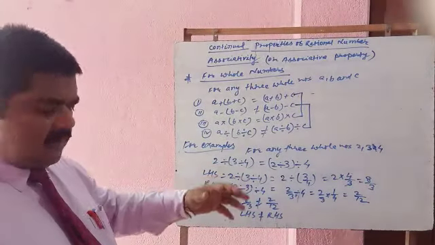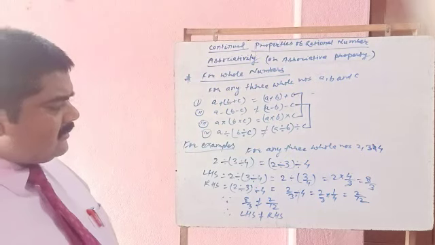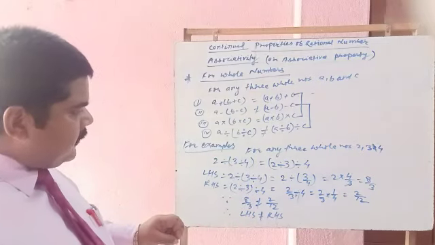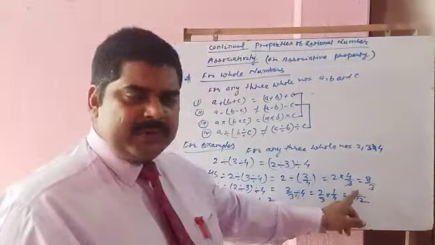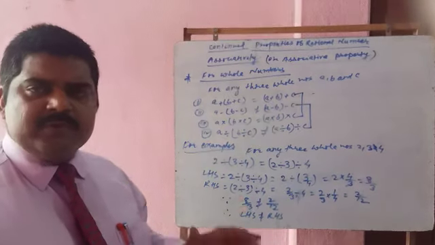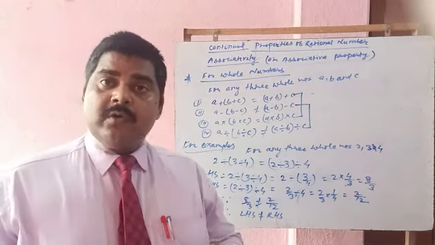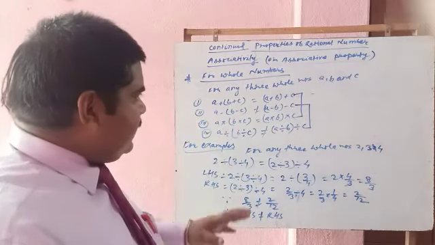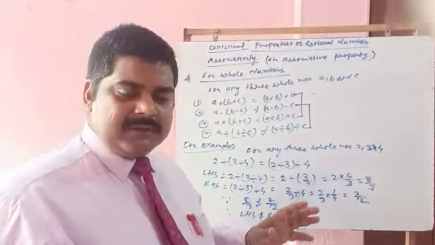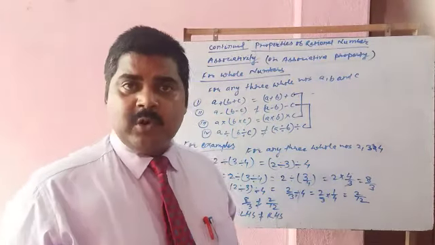My dear students, division is not associative, which you can see by a similar example. I have taken the same numbers 2, 3, 4, but changed the sign to division. What you observe is that LHS is 8/3, RHS is 2/3, and you know very well that 8/3 does not equal 2/3. So the final result is that LHS does not equal RHS. You have to keep in mind that associativity is true for addition and multiplication, but not for subtraction and division, for whole numbers.